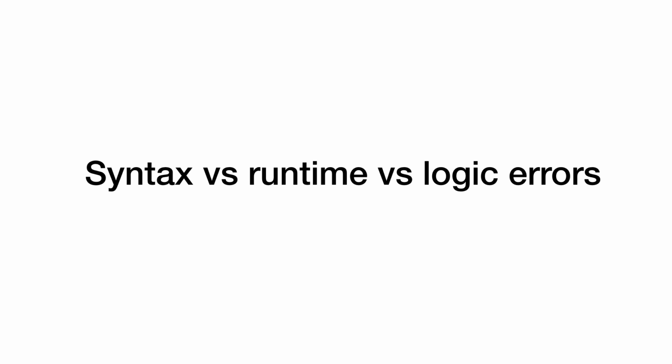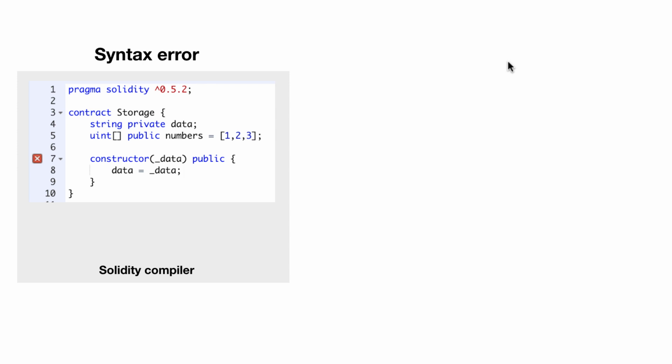In this video, I'm going to explain what the main categories of errors in Solidity are. The first category of error is a syntax error. A syntax error will happen if there is some problem with the syntax of your Solidity code. For example, you can miss a semicolon, or maybe you miss the type of a variable.